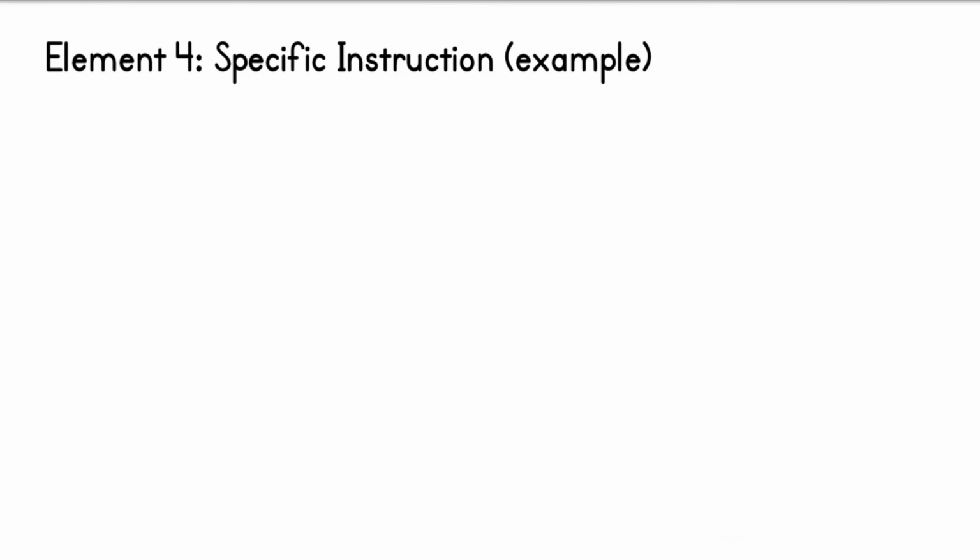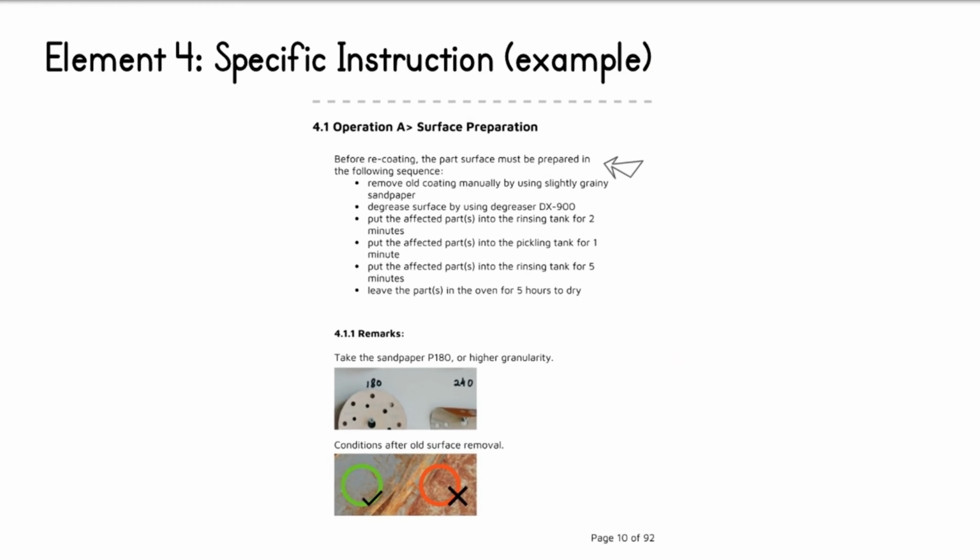For example, before recoating, the part surface must be prepared in the following sequence. Step 1. Remove old coating manually using slightly grainy sandpaper. Step 2. Degrease the surface using degreaser DX900. Step 3. Place the affected parts into the rinsing tank for 2 minutes. Step 4. Place the affected parts into the pickling tank for 1 minute. Step 5. Rinse the parts in the rinsing tank for 5 minutes. Step 6. Leave the parts in the oven for 5 hours to dry.